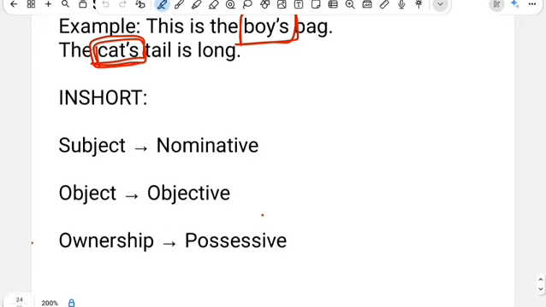In short, let's summarize it. When a noun is in our subject place, then it's known as nominative case. When it's in our object place, then it's called objective or accusative case.